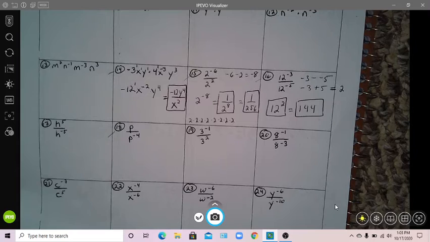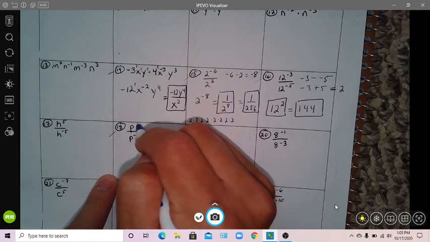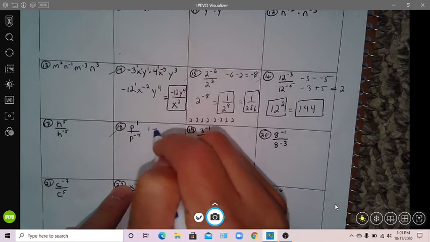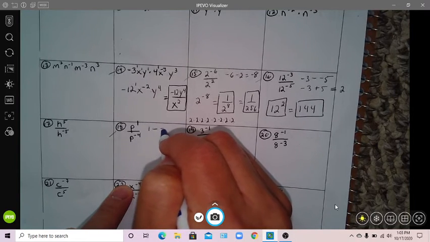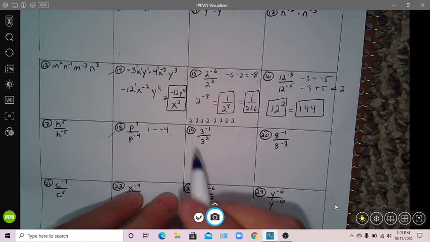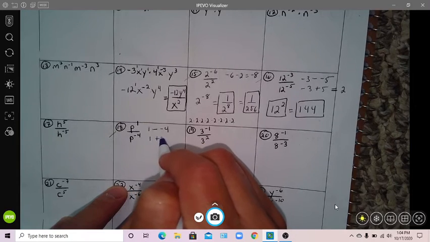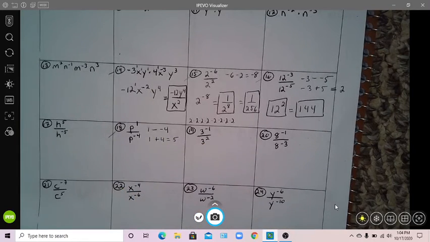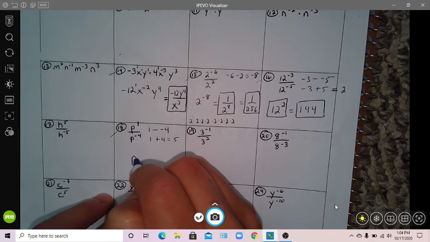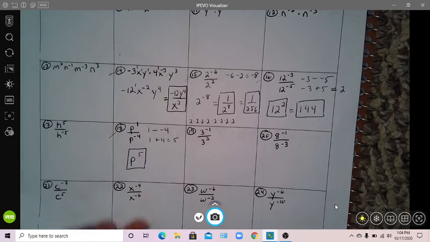And then one more I'll do with you. Number 18. This p doesn't have an exponent on it, which means there's a 1 exponent. I'm going to go ahead and write it in. So I have 1 minus a negative 4. Again, minus a negative is the same thing as a plus. So that's the same thing as 1 plus 4, and 1 plus 4 is 5. Bases are the same, so p stays the same base. P to the 5th power. It's a positive 5, so I don't need to rewrite it as a fraction.